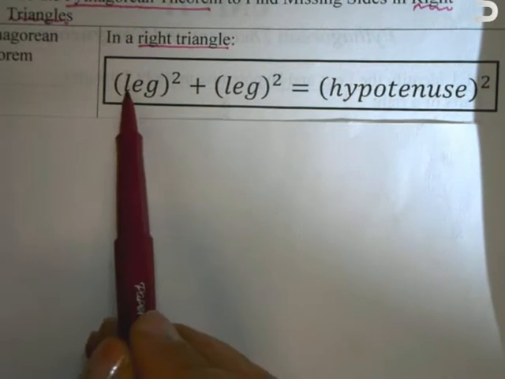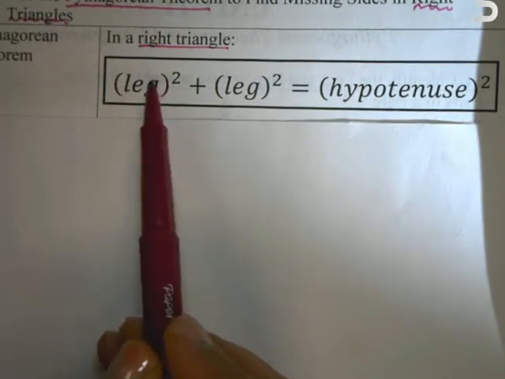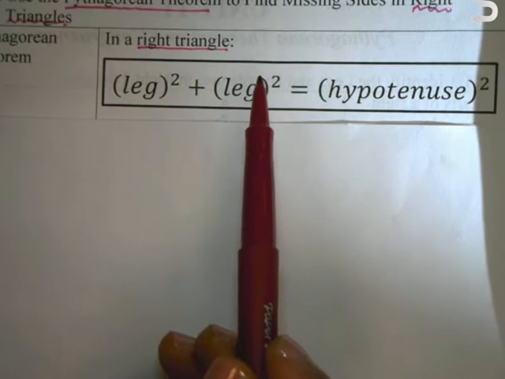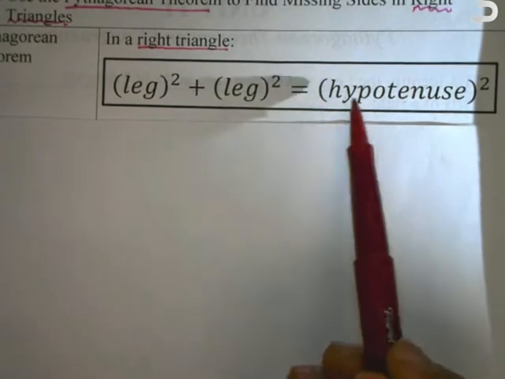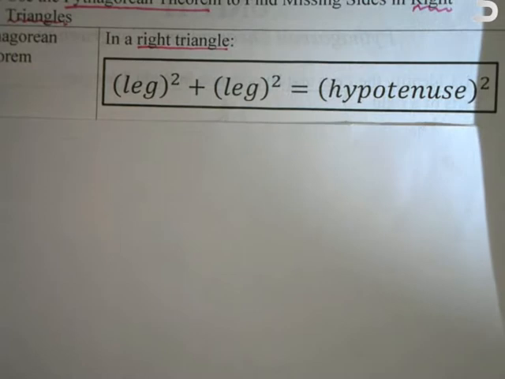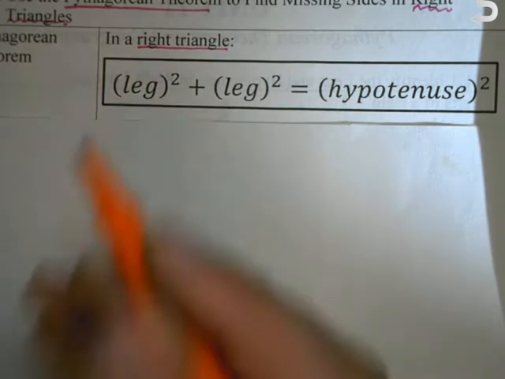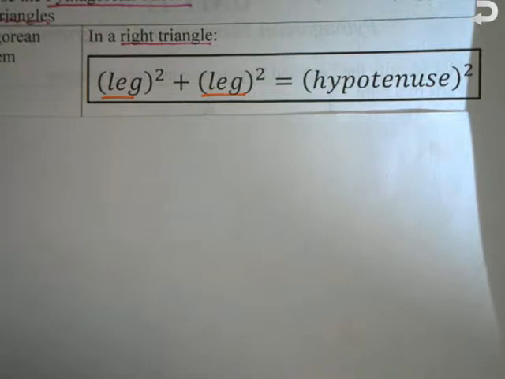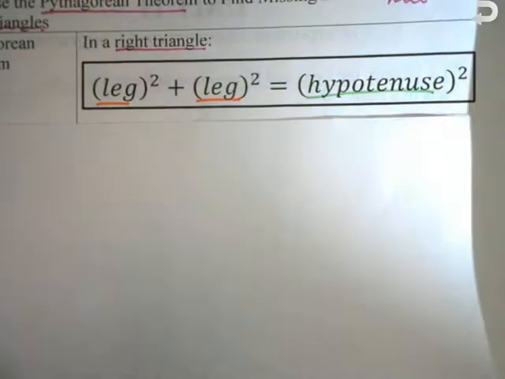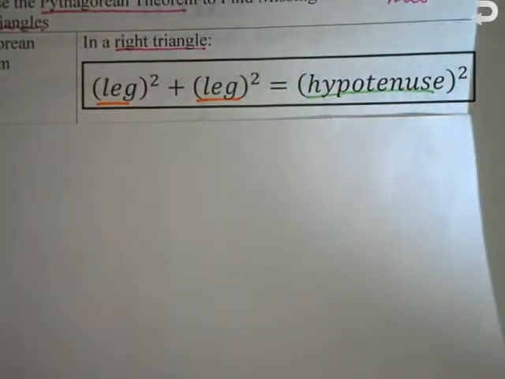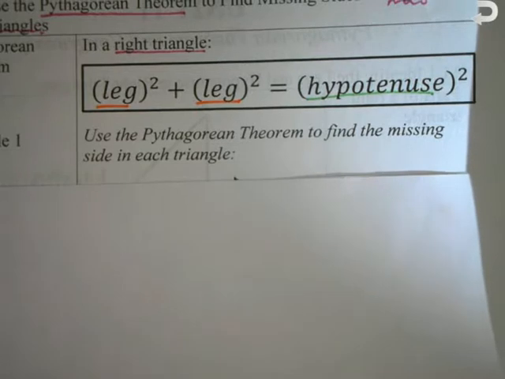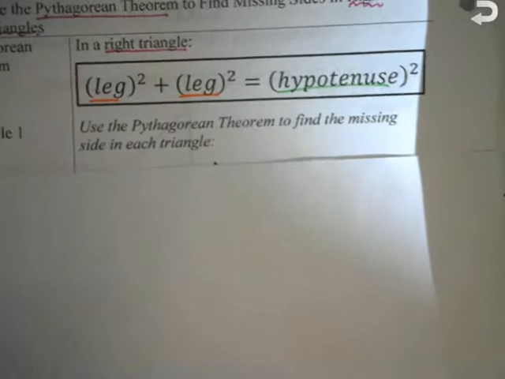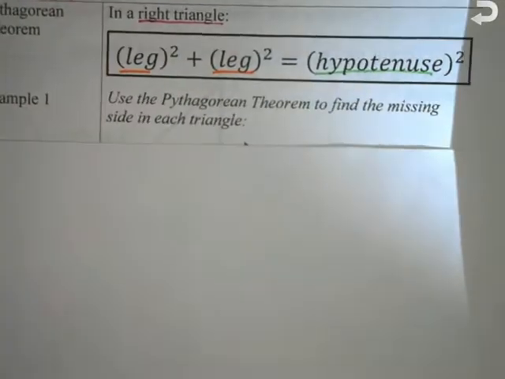We take the leg and square it, plus the leg squared. So both legs, we square them and then we add them together, is equal to the hypotenuse squared. Okay, so leg squared plus leg squared is equal to hypotenuse squared. Okay, and we're going to use this to find missing sides. So, example number 1. We are going to use the Pythagorean theorem to find the missing side in each triangle.